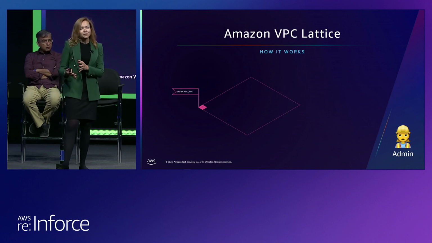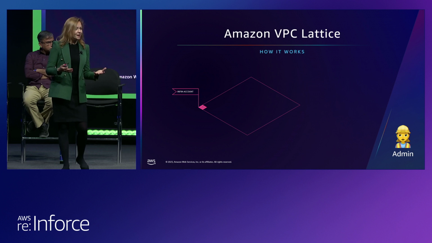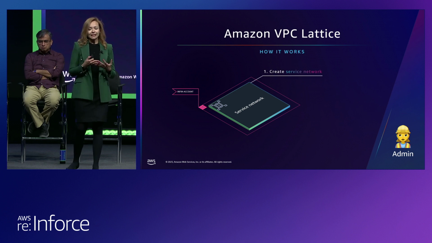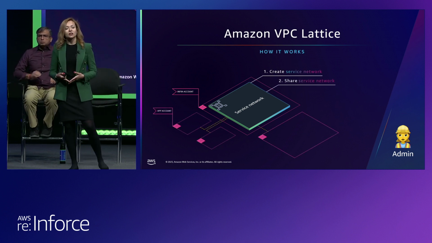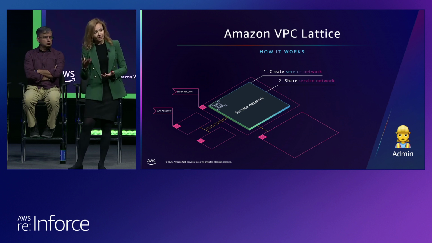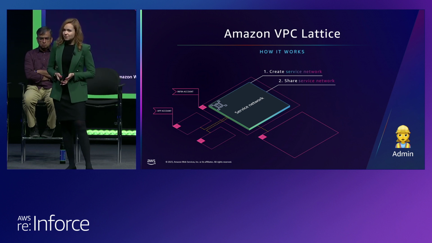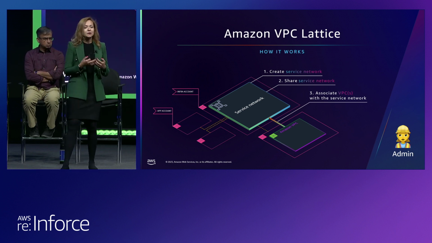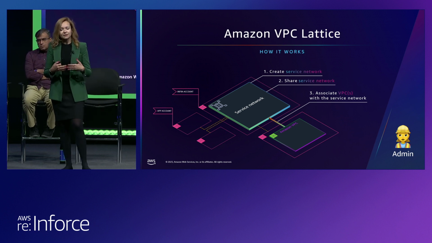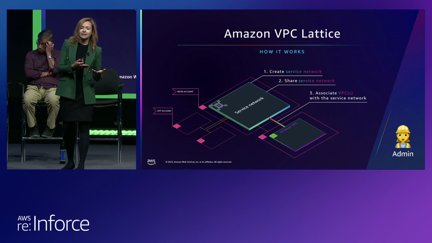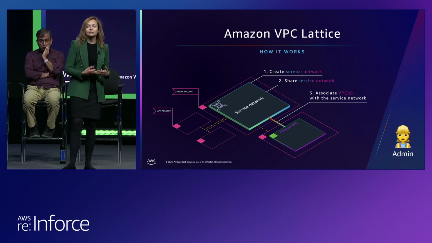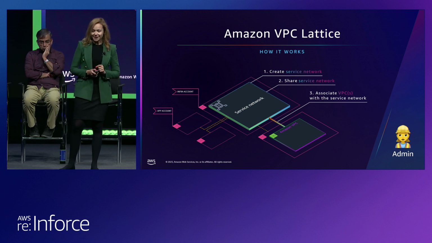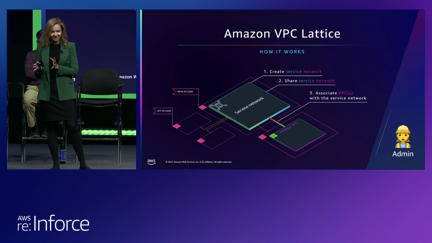First, from the admin persona perspective, we have the infrastructure account most often. In the infrastructure account, we create the service network. Once the service network is created, it can be shared with other accounts within the organization or outside the organization using AWS Resource Access Manager. Once the service network has been shared, VPCs can be associated with it, right? Once these VPCs are associated with the service network, they're able to access services within the service network based on those auth policies that have been configured. So the job of the admin is this, right?